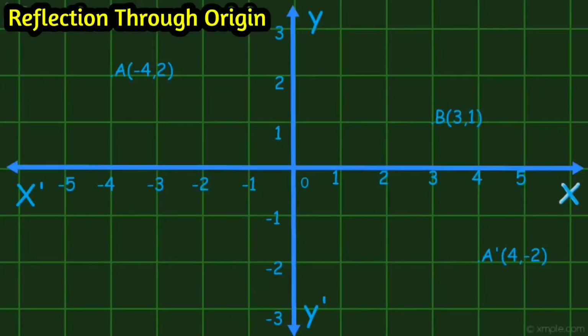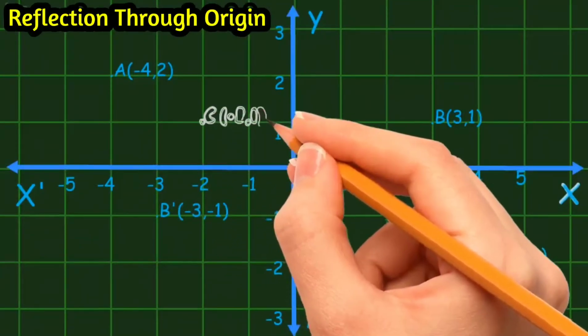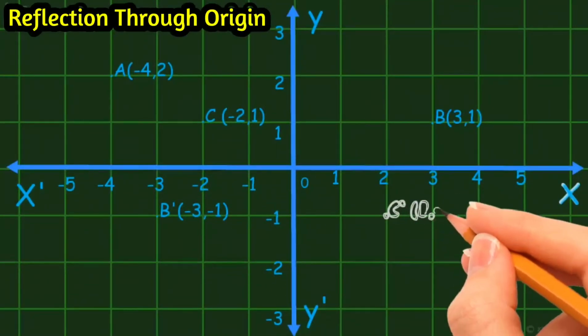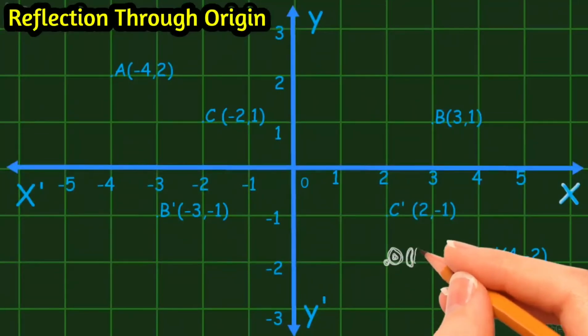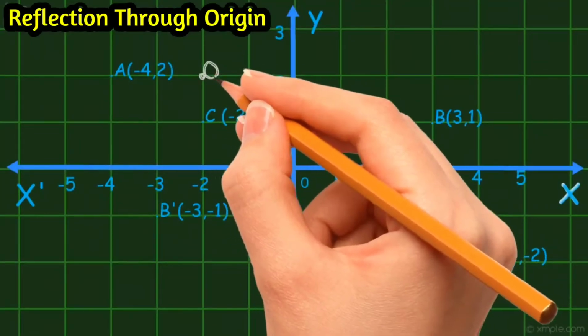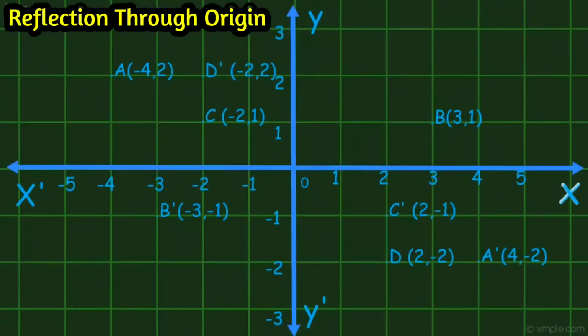Same way B point on reflection gives, yes, -3, -1. C will give you 2, -1. Same way D will give you, yes, -2, 2. So what we have observed, during the reflection through origin, the sign of both the coordinates changes. So this concept you have to keep in mind while solving the sums.